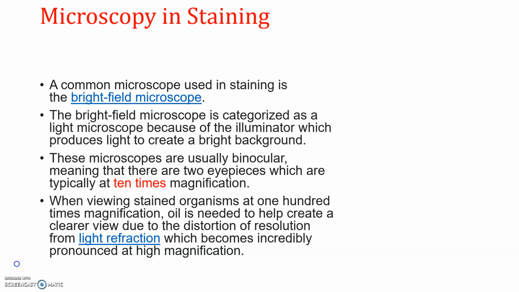When we are viewing a stained organism at 100 times magnification, we are using the 100x objective. When visualizing with the 100x objective, oil is needed to help create a clear view, which prevents the distortion of resolution from light refraction. Oil has low refraction, so the light rays do not refract away, and the complete light falls on the sample. So this becomes incredibly pronounced. We get a higher magnification.